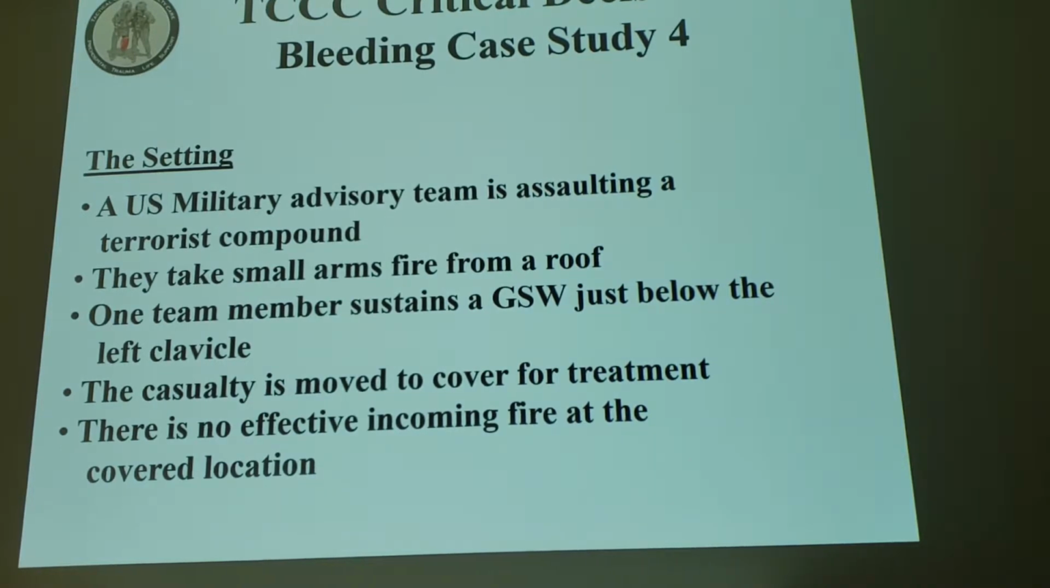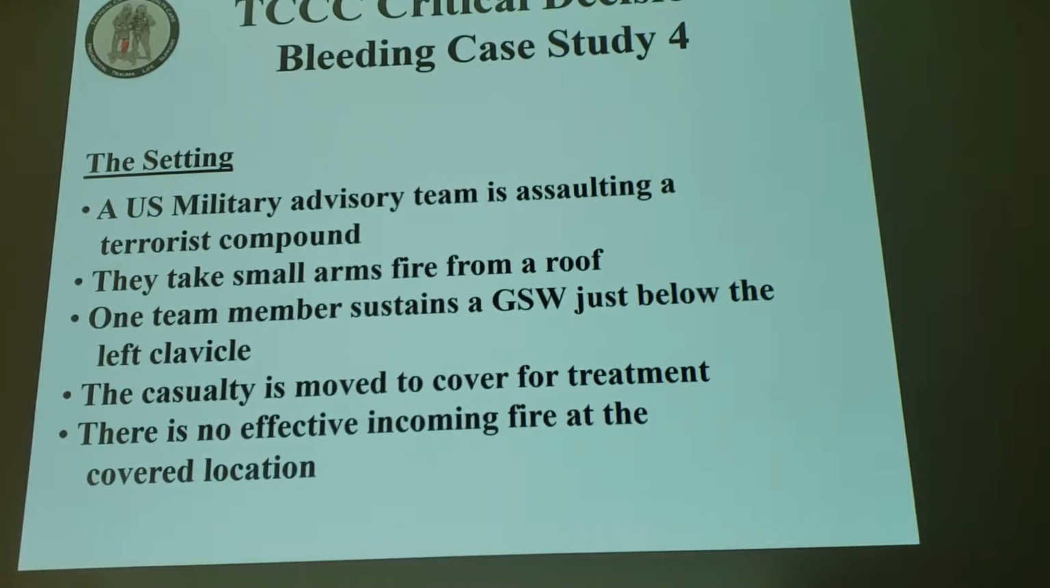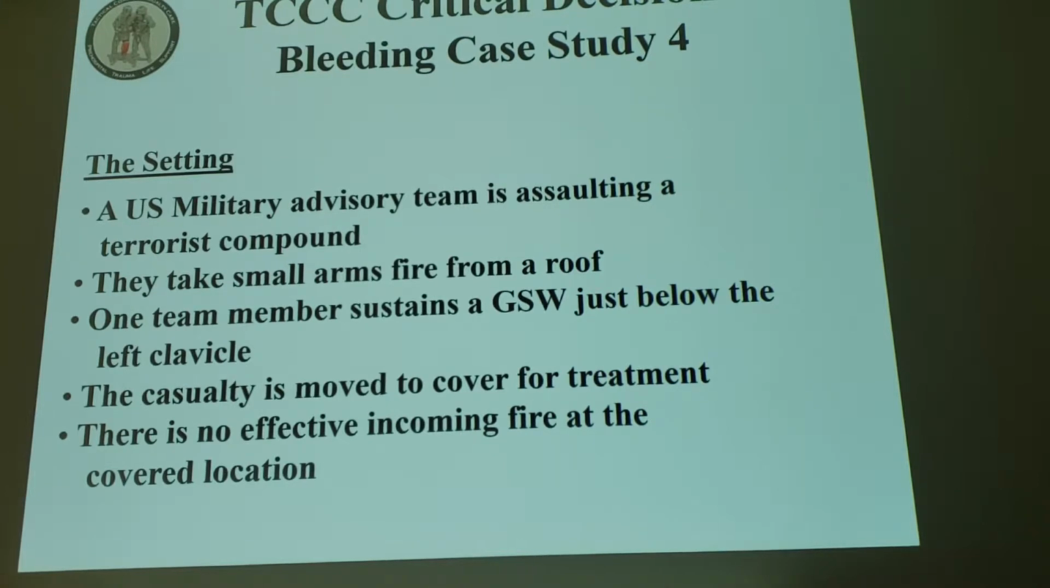A U.S. military advisory team is assaulting a terrorist compound. Sounds like fun. They take small arms fire from a roof. One team member sustains a gunshot wound just below the left clavicle. Ugh, I hate the sound of that. The casualty is moved to cover for treatment. There is no effective incoming fire at the covered location.